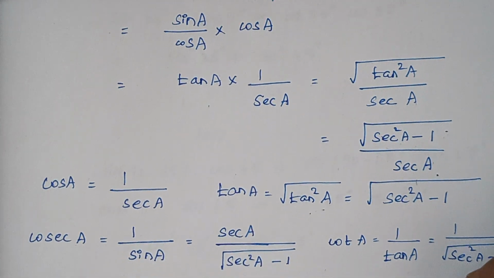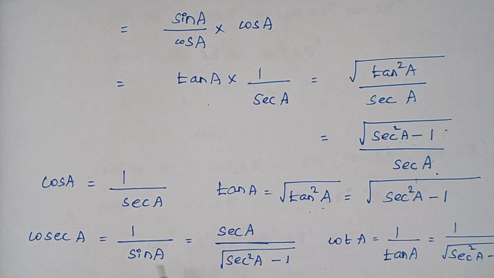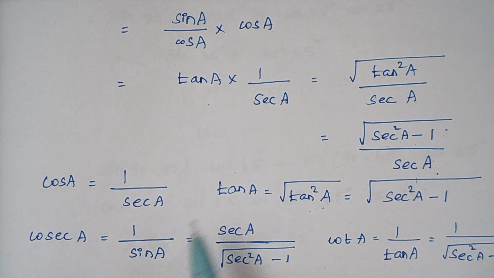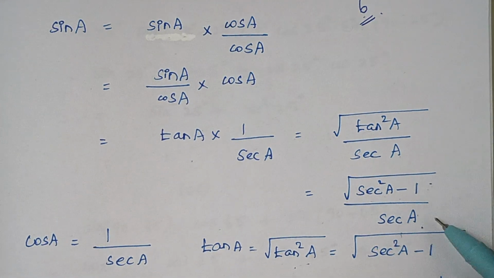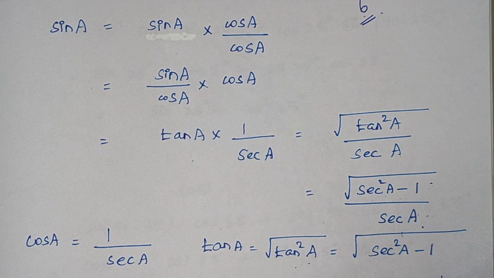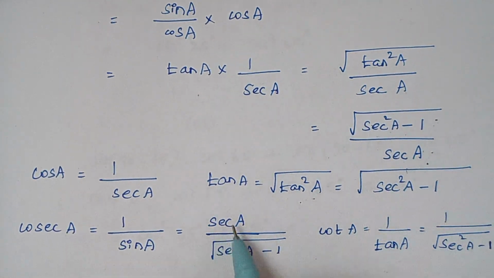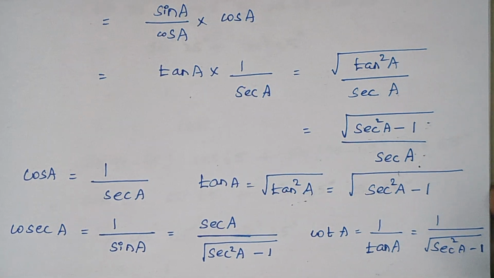The next one is cosecant A. Cosecant A is the reciprocal of sin A. We already know the value of sin A, so just take the reciprocal. So here it is secant A by root of secant square A minus 1. And the next one is cot A.